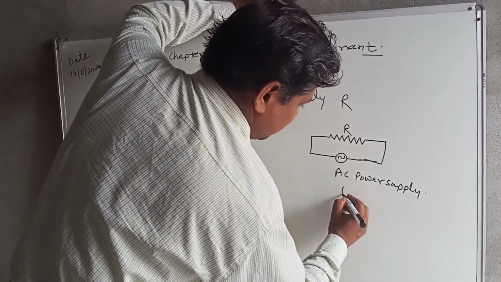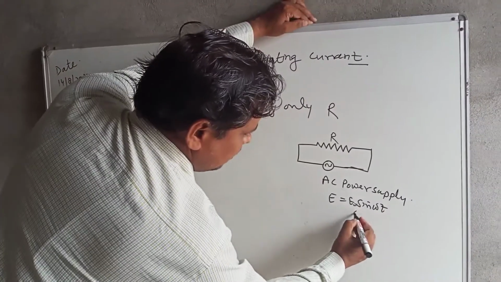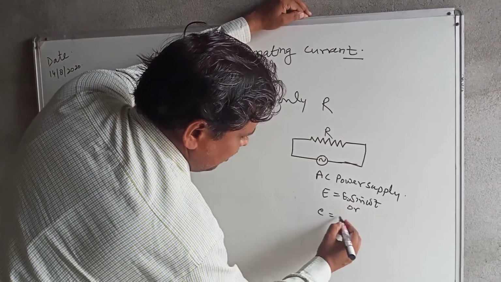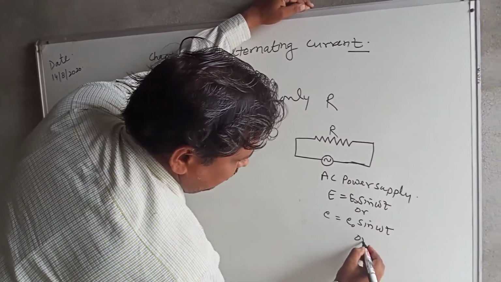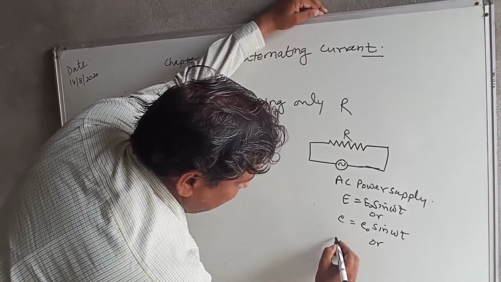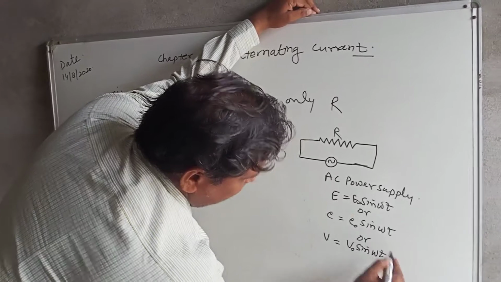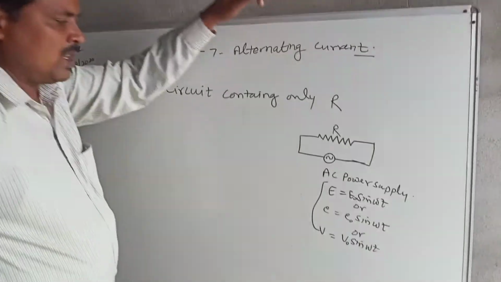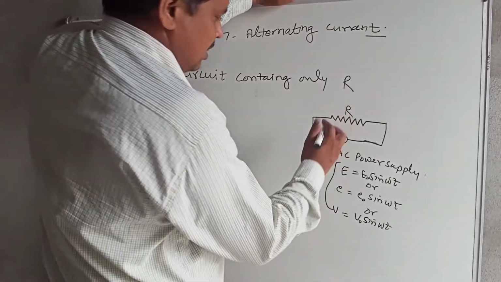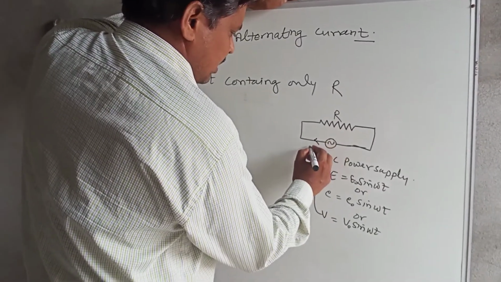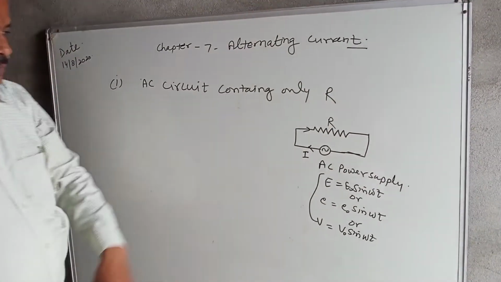supply, that is E equal to E naught sin omega t, and some books also give it as V equal to V naught sin omega t. These are all the voltage or potential of this AC power supply, and R is this. Here this alternating power supply gives the current I which passes through this.